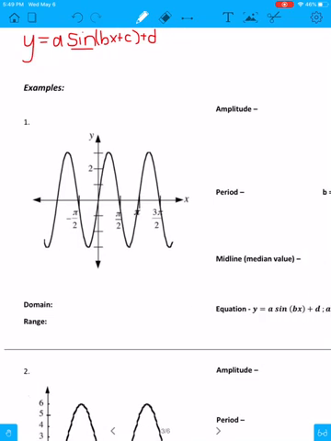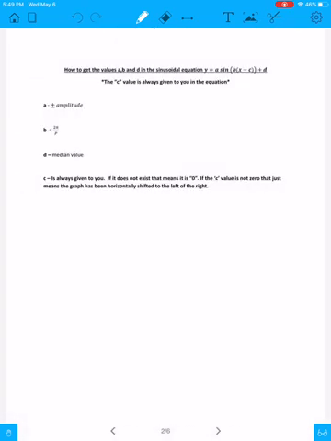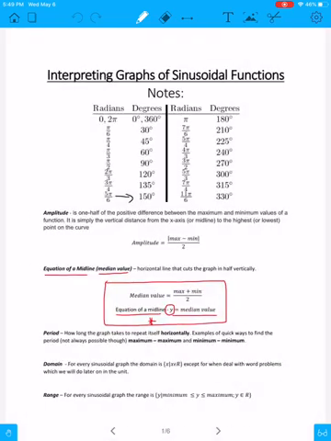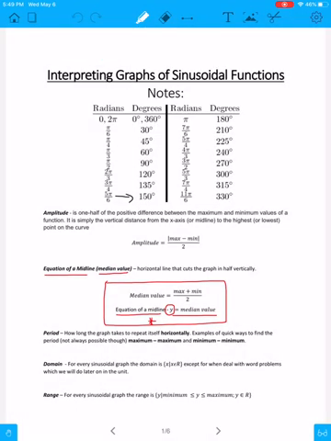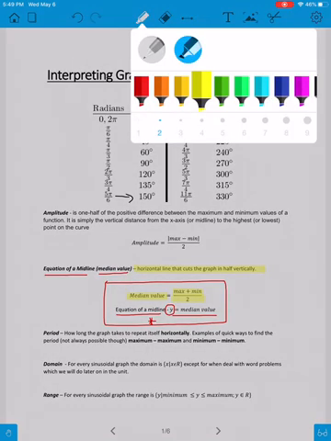Now, the midline is the horizontal line. I'm going to highlight this. It's the horizontal line that cuts the graph in half vertically. So we're going to find a horizontal line that will cut the graph in half vertically between the maximums and minimums. And how do we do that? We use max plus min divided by 2. So we're going to try that out for a whole bunch of examples.